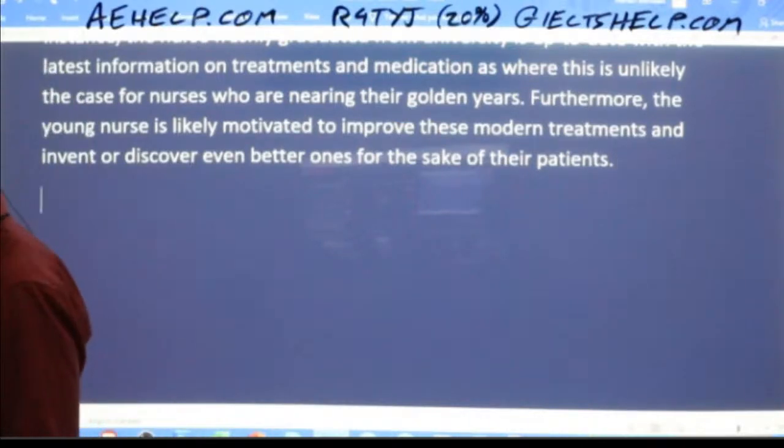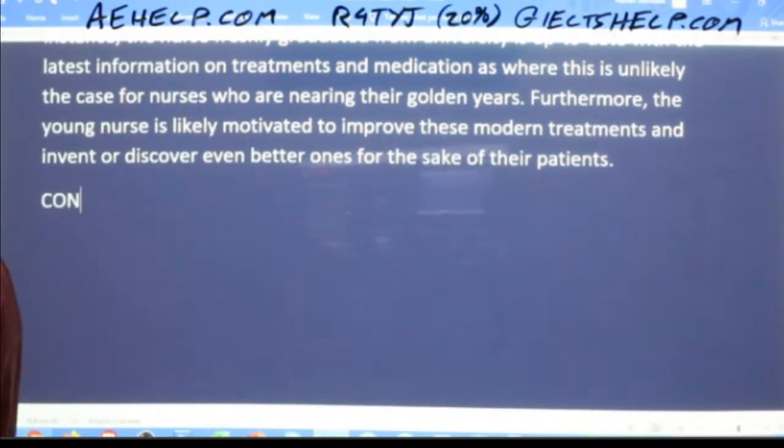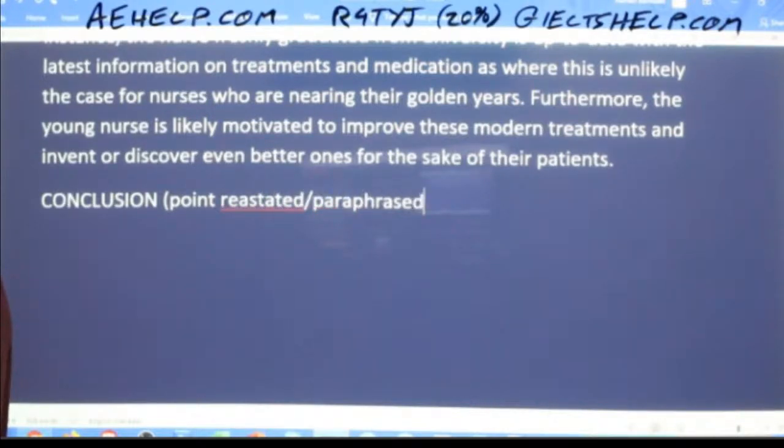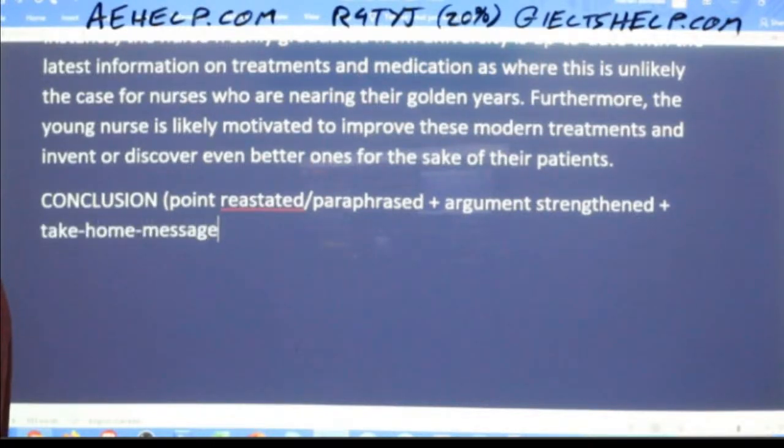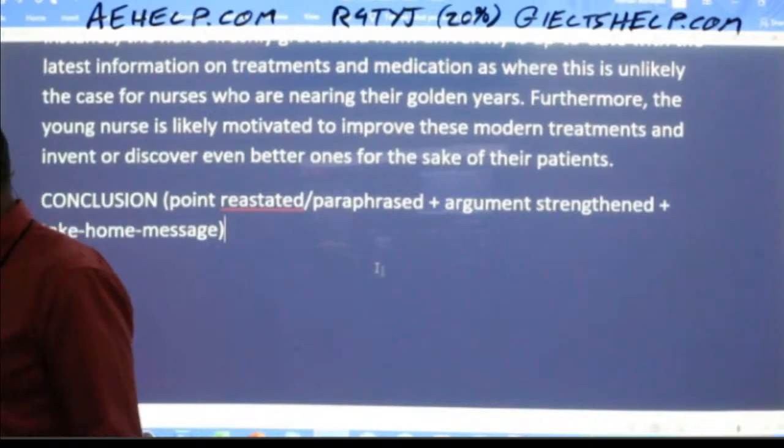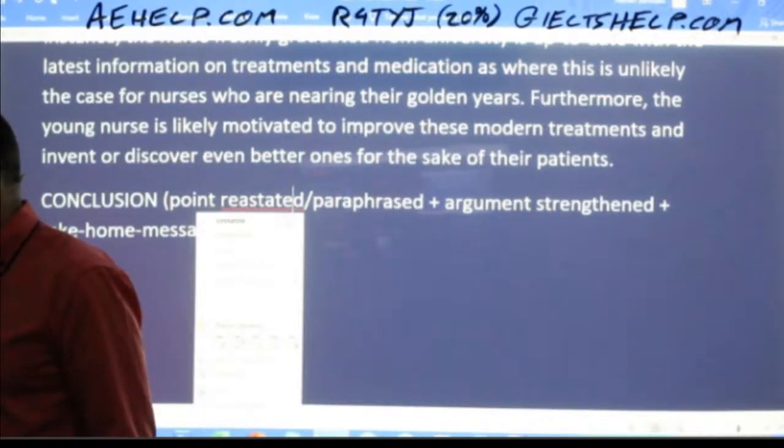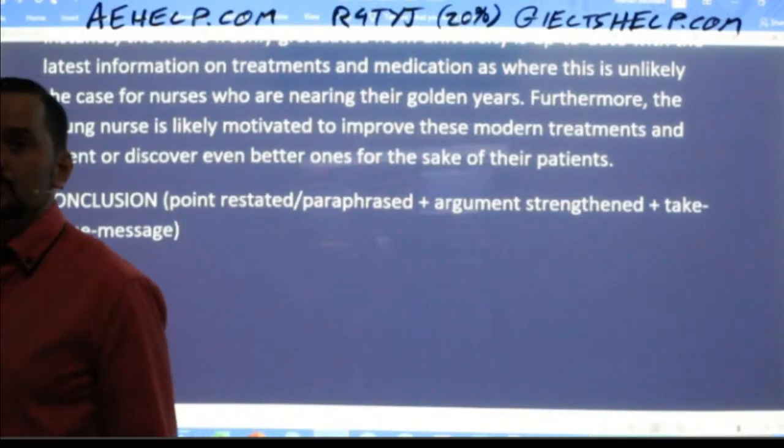Okay? All right. So here we don't need a connecting or concluding sentence because we have the conclusion coming up. And the conclusion has three parts. So it's points restated or paraphrased. Okay. Plus your argument strengthened. Plus a take-home message. Okay, so those are the three parts of your conclusion, all right?